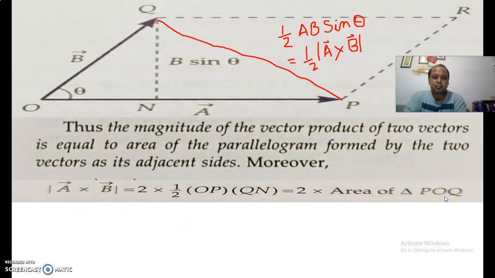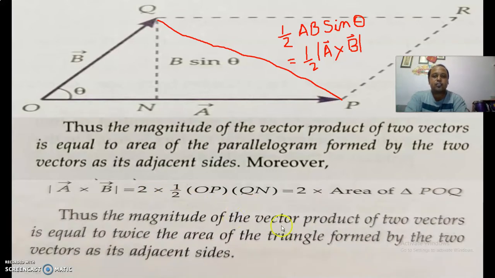Any way you consider it, the triangle is half of the area of the parallelogram, or half of A cross B. Here we are taking the magnitude only. Or you can also write A cross B as 2 times the area of the triangle. Okay, so I hope this is very clear to you.